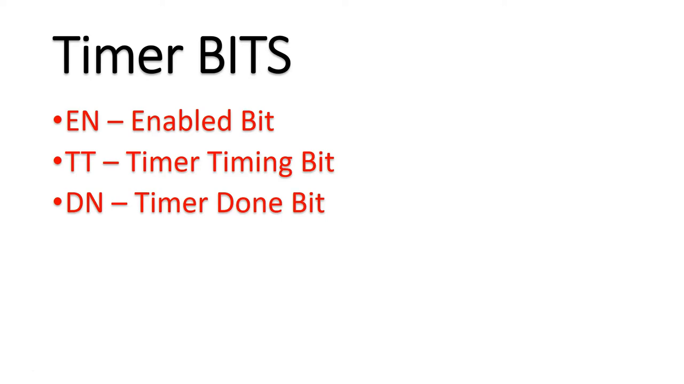Now there are two other bits associated with timers that we won't be using at this time, the preset bit and the accumulator bit. The preset and accumulator bits are double integers, while the EN, TT, and done bits are Boolean bits.